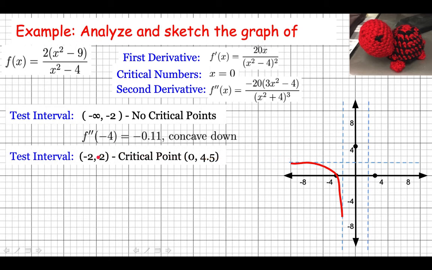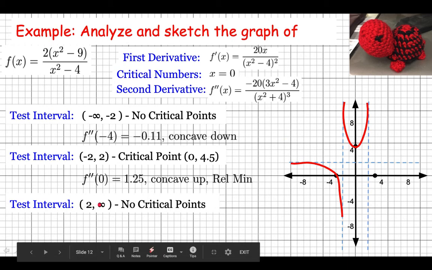My second test point interval, the -2 to 2. I have a critical point on there, so I'm going to check that point. I actually know what that point is because it's the y-intercept, 0, 4.5. Oh, sorry, that's my test point. I got to plug in the second derivative. I get 1.25. That means it's concave up. That means it's a relative minimum, so it's going to look like that.